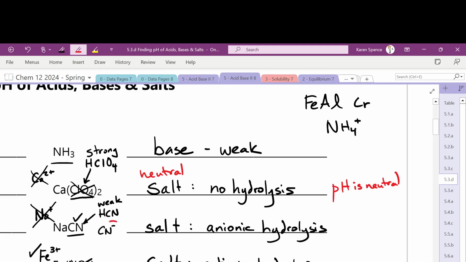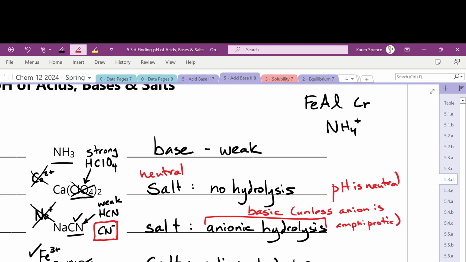If we have an anion hydrolyzing, and it's not amphiprotic, do you know what anions give you? It'll give you a basic solution. So anionic hydrolysis will give you a basic solution, unless the anion is amphiprotic. Okay. So we're going to have a basic salt here.